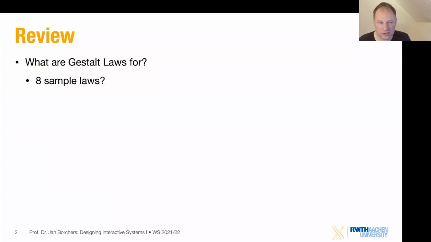We did talk about gestalt laws and had a few sample laws that we looked at, such as good shape, proximity, closure, common region, similarity, continuity, experience, and common fate. I think those were the ones that we covered. And these are essentially there to tell us how people cluster what they're seeing around them, how they perceive things as belonging together, as groups.